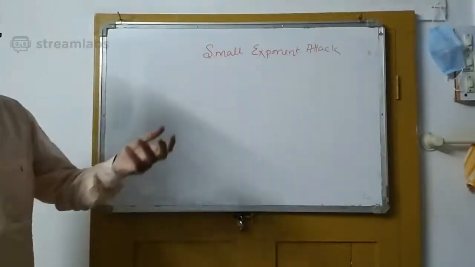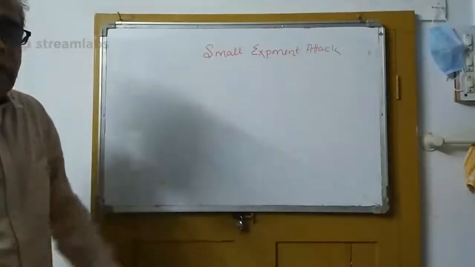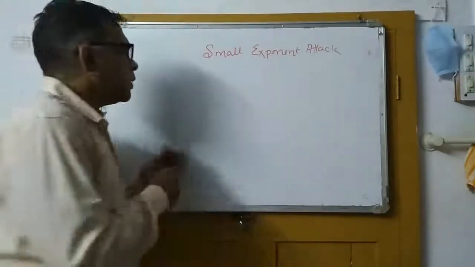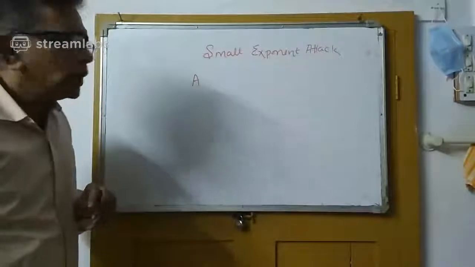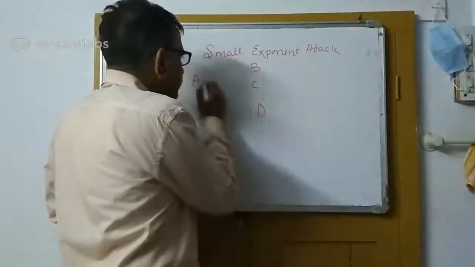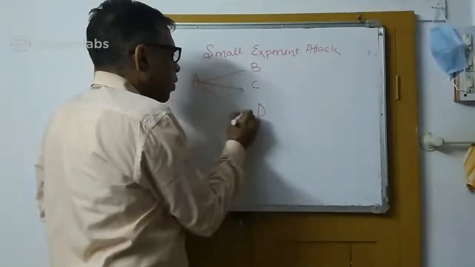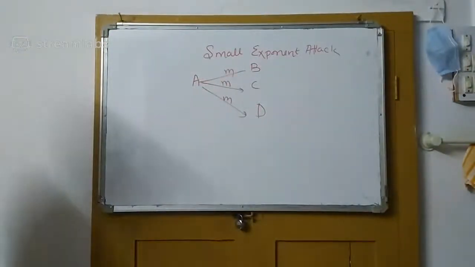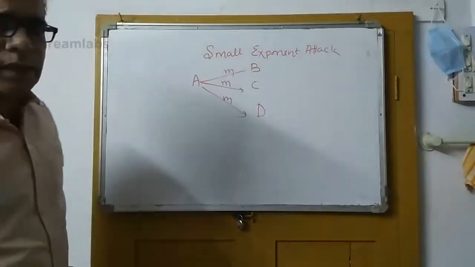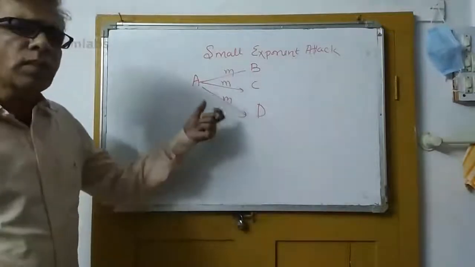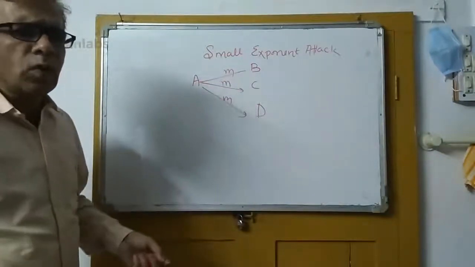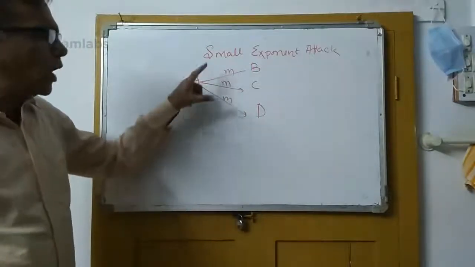Now, to analyze how exactly these small exponents create a problem, I will assume that some person A is sending a message to B, C, and D, and he is sending the same message to all of them. With this assumption, we will try to analyze the small exponent attack and how exactly it is breakable. It is quite natural that someone sends the same message to multiple people in a group, so I have taken that scenario.